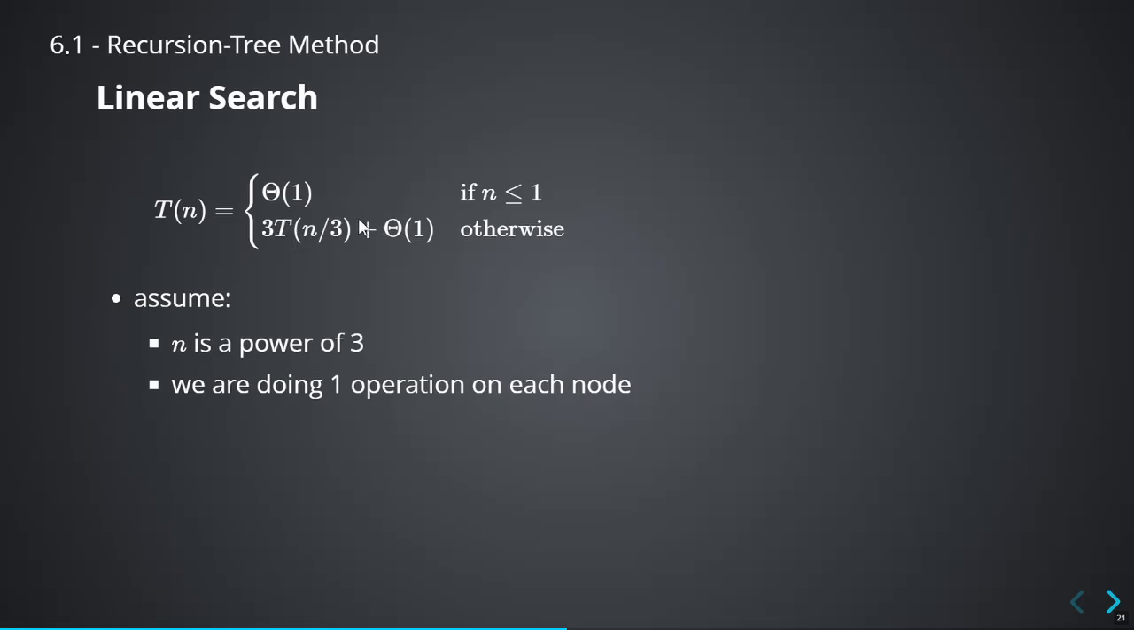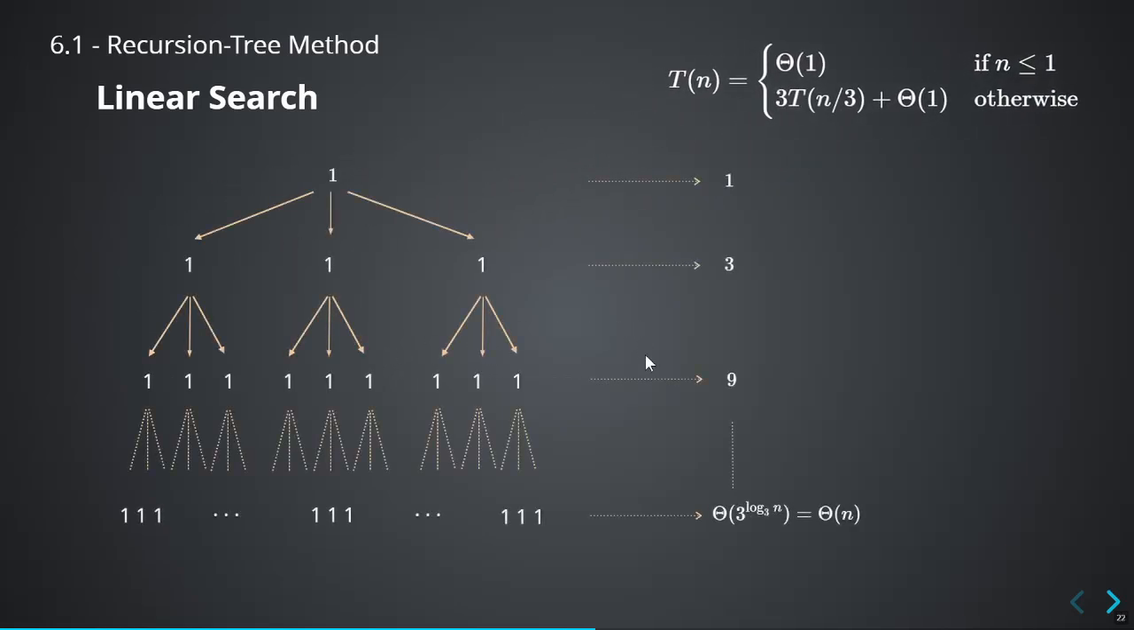And this is the recursive equation: 3T(n/3) plus theta 1. I should probably say that we're doing theta 1 operation, not one operation, sorry. Let me fix that as well. This is going to matter in a bit. You'll see why. Alright, so I'm going to skip some steps here.